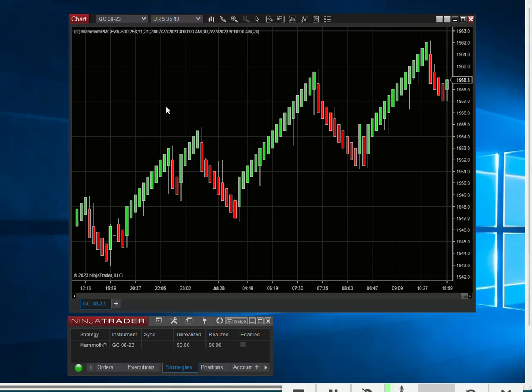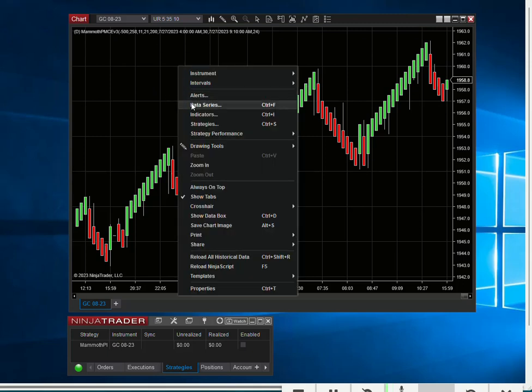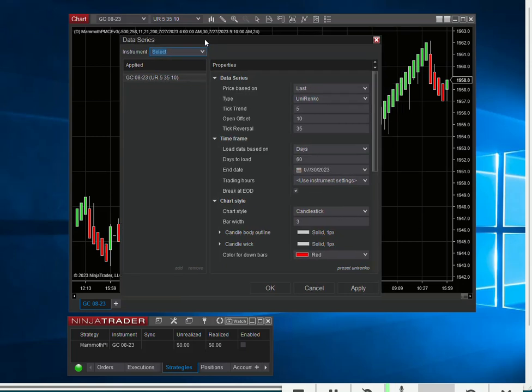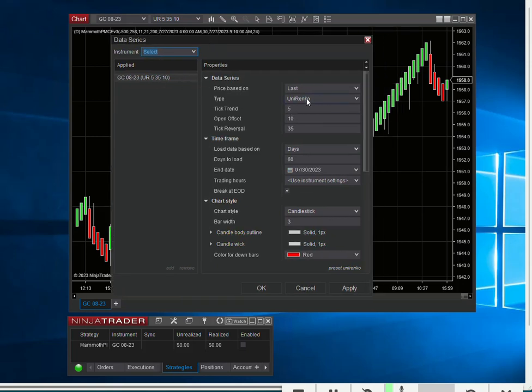This video is about the settings for Mammoth PMCE version 3 strategy, which is designed to trade gold. Okay, now you're looking at the chart that is running on a unit Renko bar type, and you can look at the bar settings right here for the unit Renko bar.